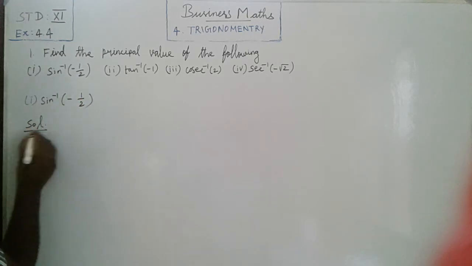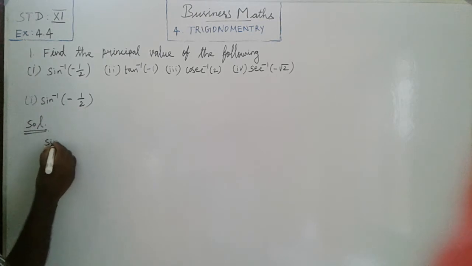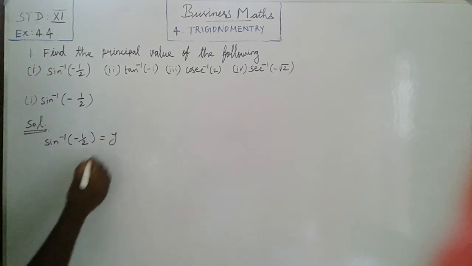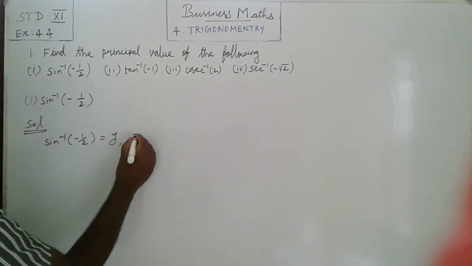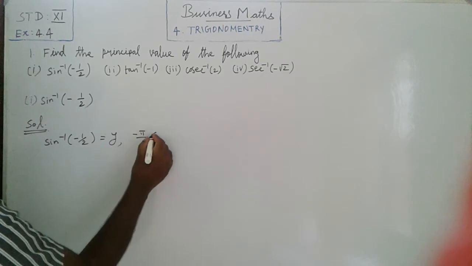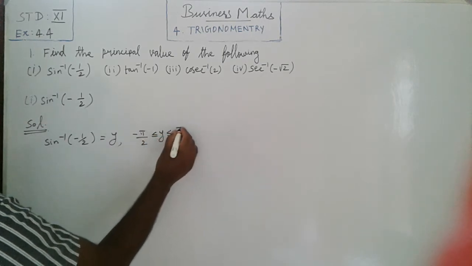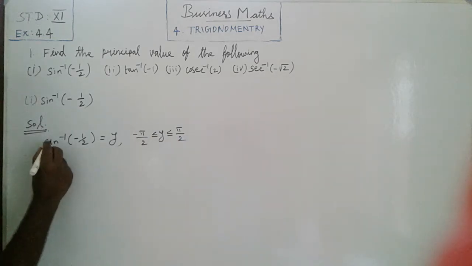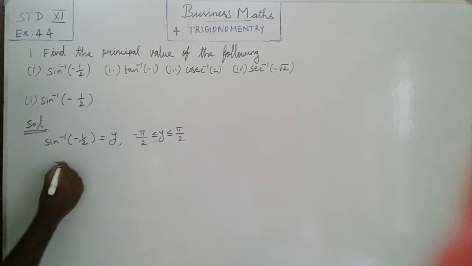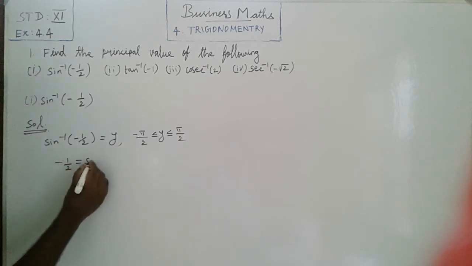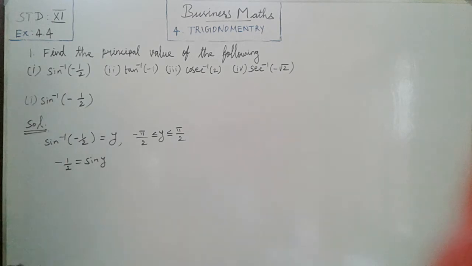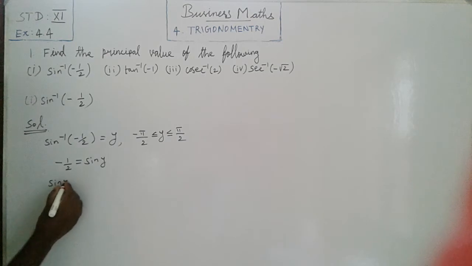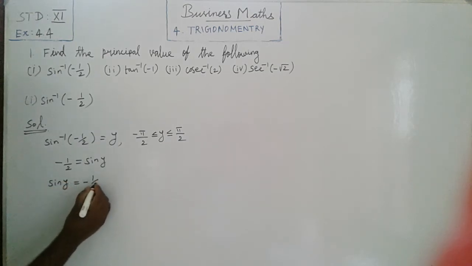Solution. We take sine inverse of minus 1 by 2 equal to y. Its limit is minus pi by 2 less than or equal to y less than or equal to pi by 2. Then, taking the right hand side, minus 1 by 2 equals sine y. We should interchange these places. Sine y equal to minus 1 by 2.